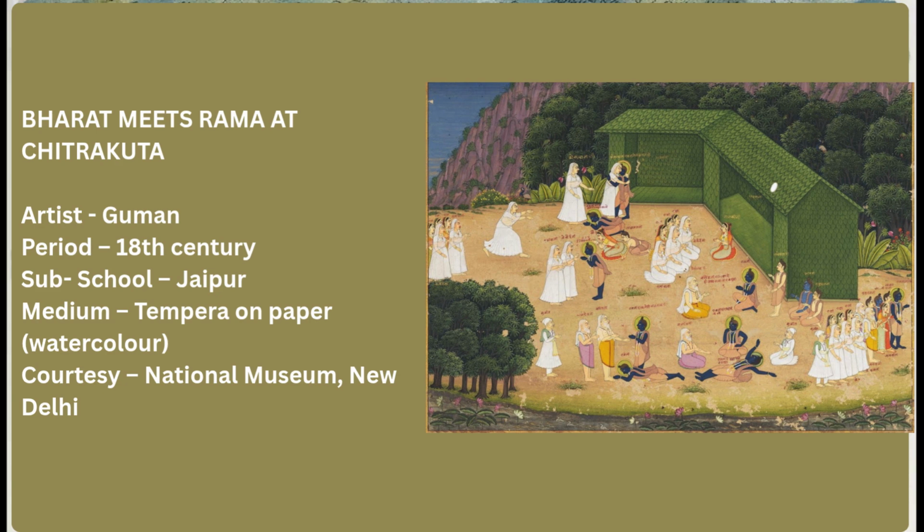It depicts a highly emotional episode from the Ramayana where Bharata comes to the forest hermitage in Chitrakoot to plead with Rama to return. The exceptional spatial arrangement, the incredibly detailed forest and river setting, and the profound emotional depth showing family devotion make this one of the absolute finest narrative paintings of the Jaipur school.